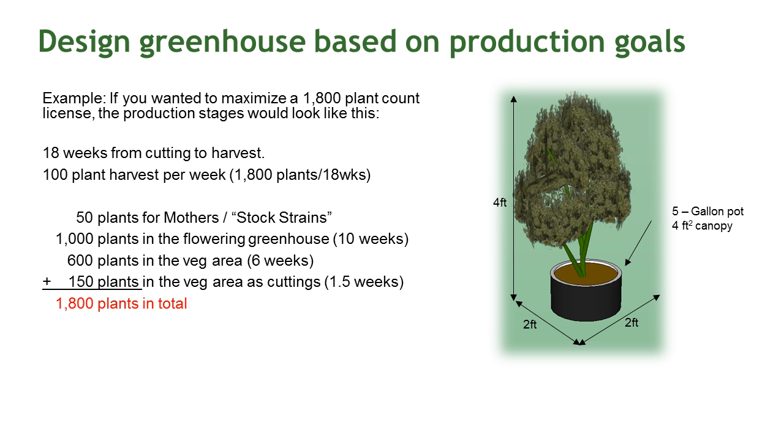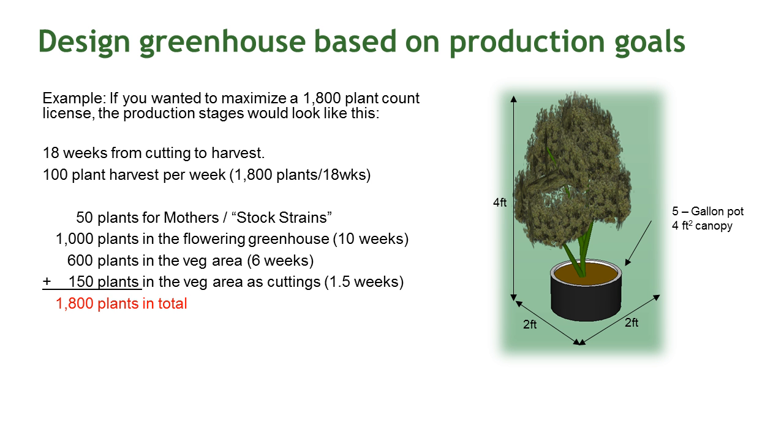In order to take 100 cuttings per week, you would need approximately 50 mother plants to keep a steady supply of clones. If you add all these numbers together, the 50 mothers, the 1,000 plants in flower, the 600 plants in veg, and the 150 plants in the cloning area, you would have 1,800 plants in total.